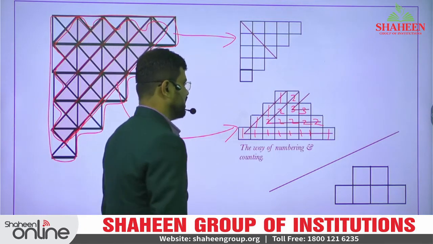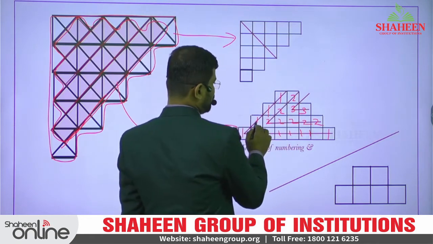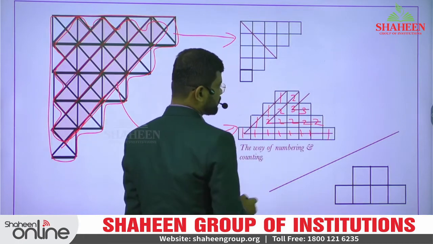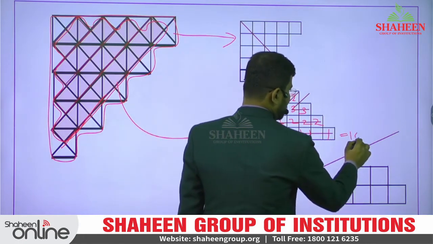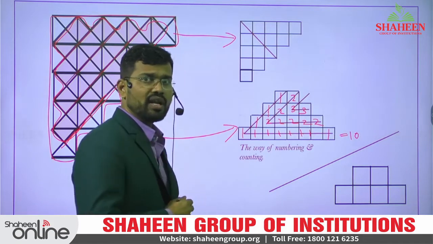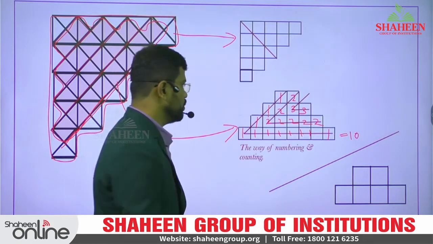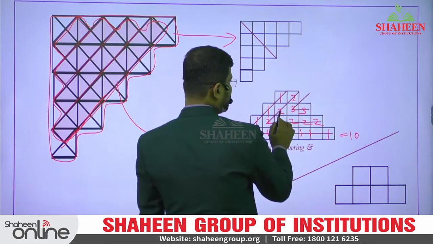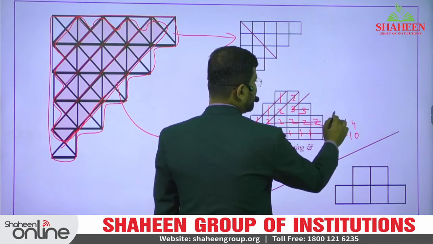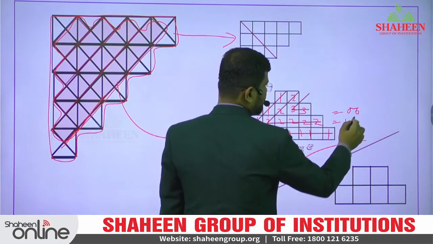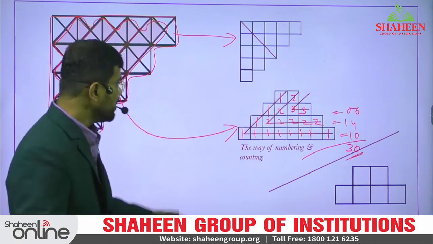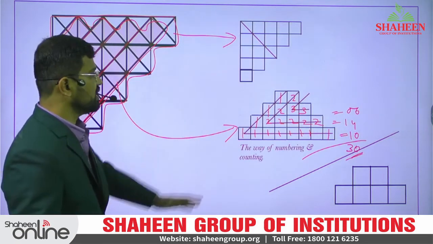How many 2s are there? How many 3s are there? 1, 2, 3, 4, 5, 6, 7, 8, 9, 10, 11. Either you count it horizontally, vertically, or in an angle way, you will get the same answer. Now look, 1, 2, 3, 4, 5, 6, 7. 2 into 7 is 14. 3 into 2 is 6. So this is 20, 30. How many squares are there in this figure? There are 30 squares.